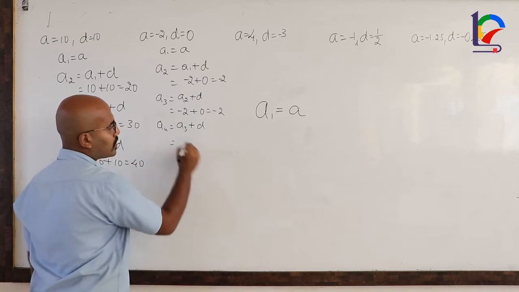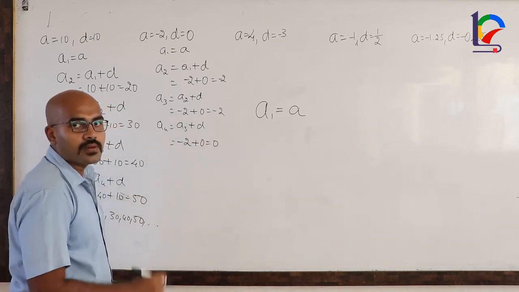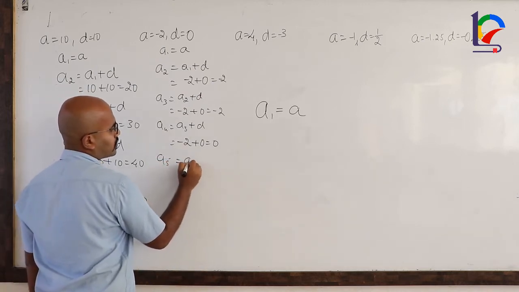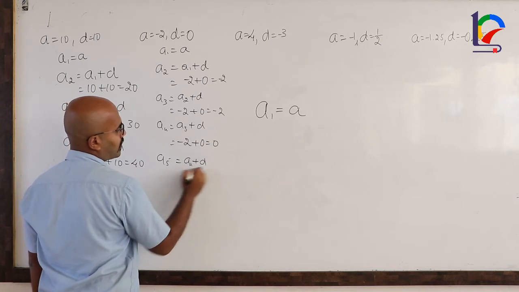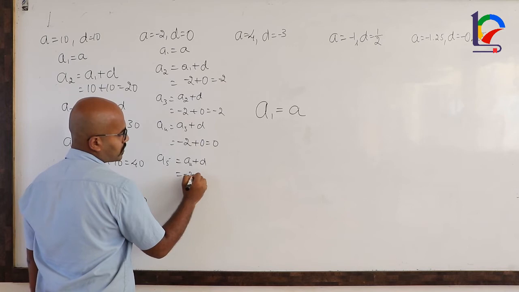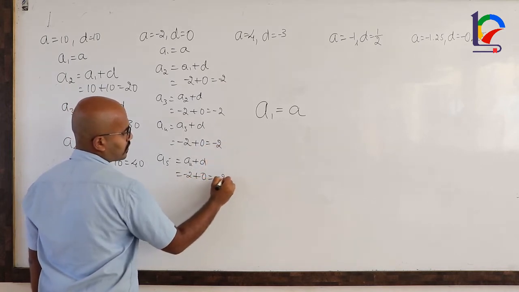Then the fourth term is the third term plus the common difference. What is the third term? It is -2. What is the common difference? It is 0. Similarly, the fifth term is the fourth term plus the common difference. The fourth term is -2, common difference is 0.